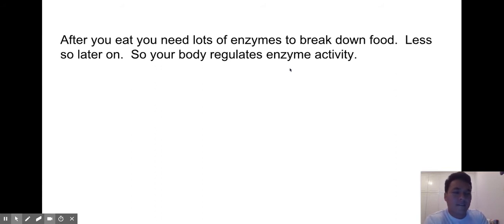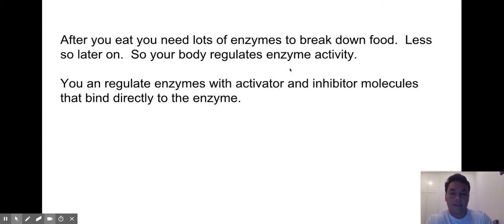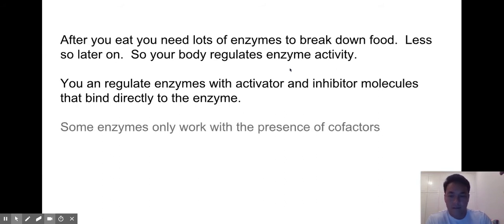When you're just resting or you're in biology class and you're not eating because you shouldn't be eating, right? You won't need as many enzymes. So your body helps to regulate it. You need more at some point than others, which makes sense. So you can regulate them with activator and inhibitor molecules. These are molecules that say go on or stop.